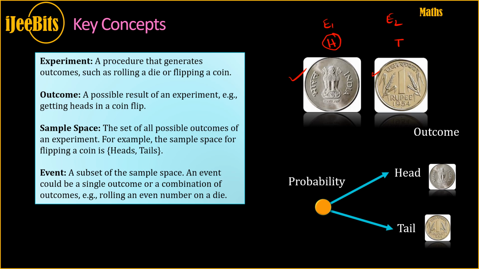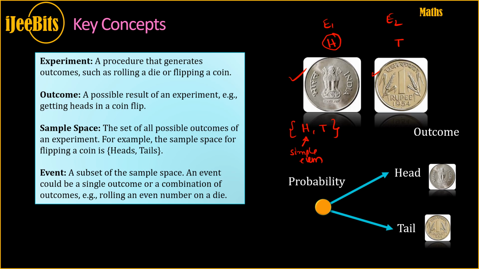So experiment means the procedure to generate an outcome. Outcome means the result of an experiment. What does sample space mean? We have two events, and you can put together the two events, getting head and getting tail. This is called your sample space. And a subset of the sample space is nothing but a simple event, or event. This is called a simple event.